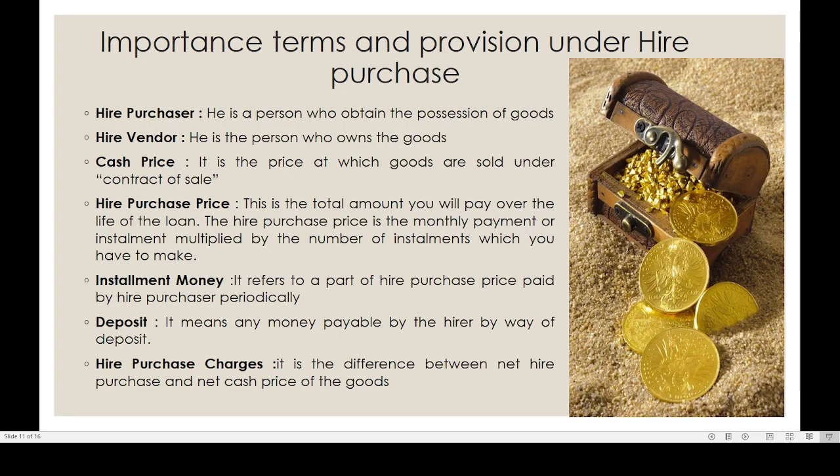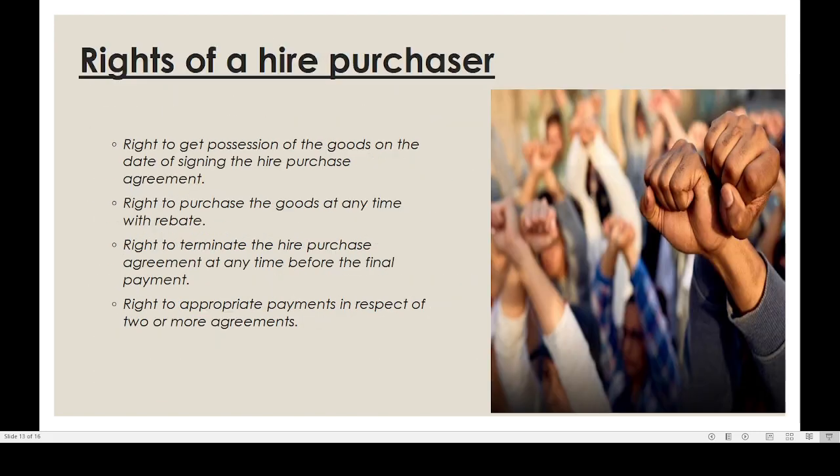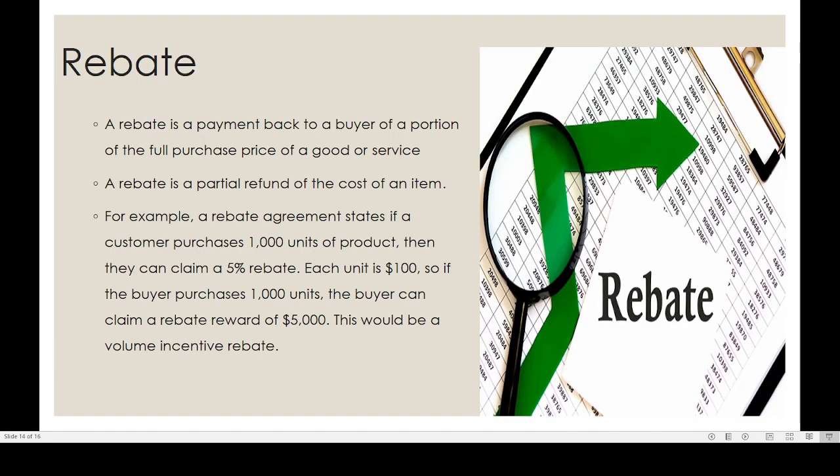Important terms we already discussed: hire purchaser, hire vendor, cash price, hire purchase price, installment money, deposit. These are the various things which we will be discussing under the hire purchase system. Next, the last important concept is rebate. So what is the meaning of rebate?